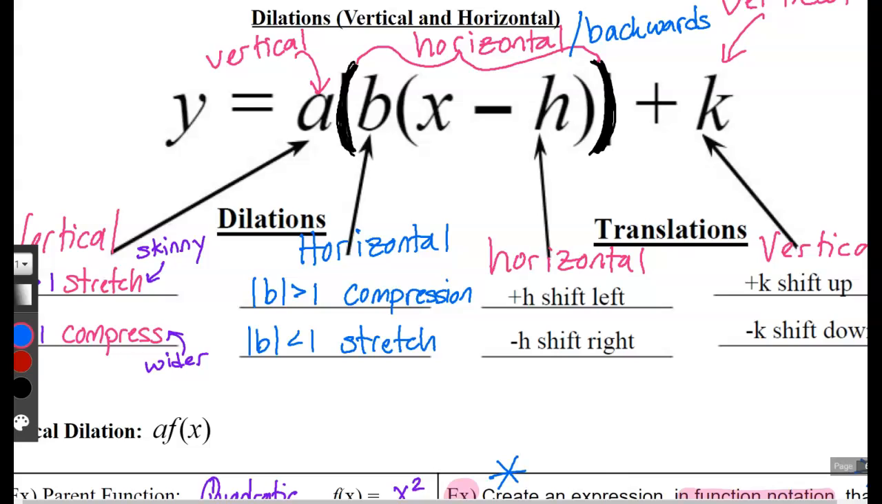I'm still using absolute value symbols around my B because negative has nothing to do with the compression or stretch. A negative in front of B actually reflects it, which we'll learn next class.